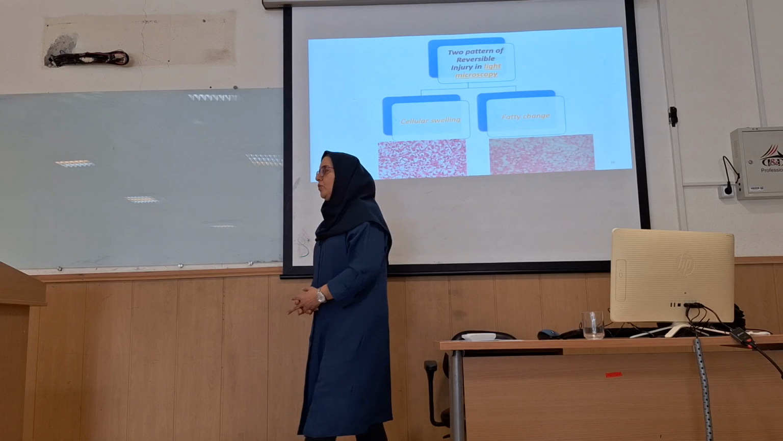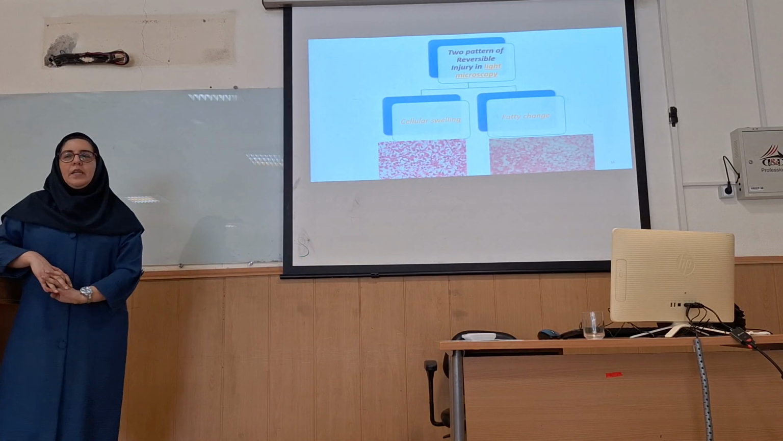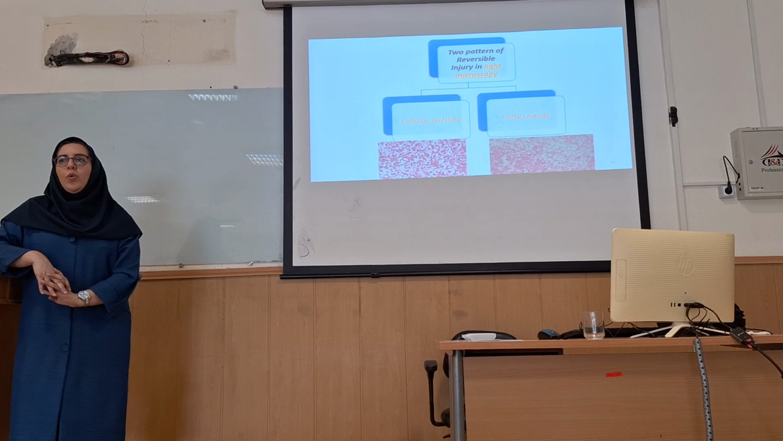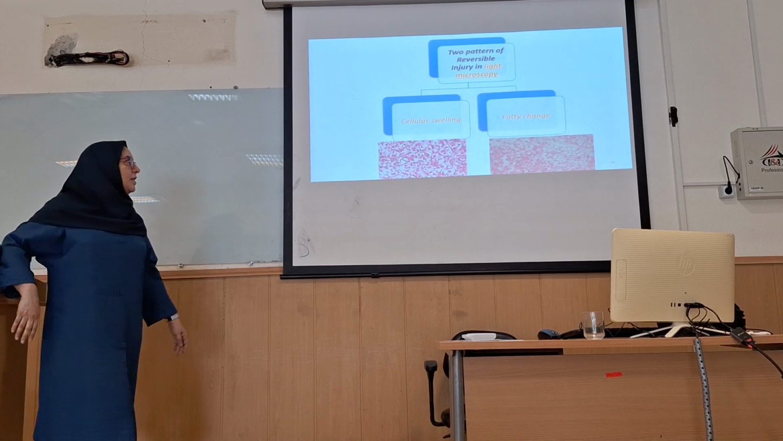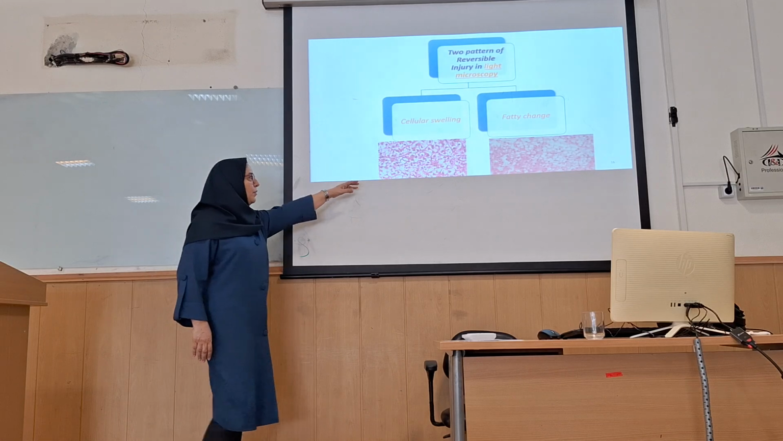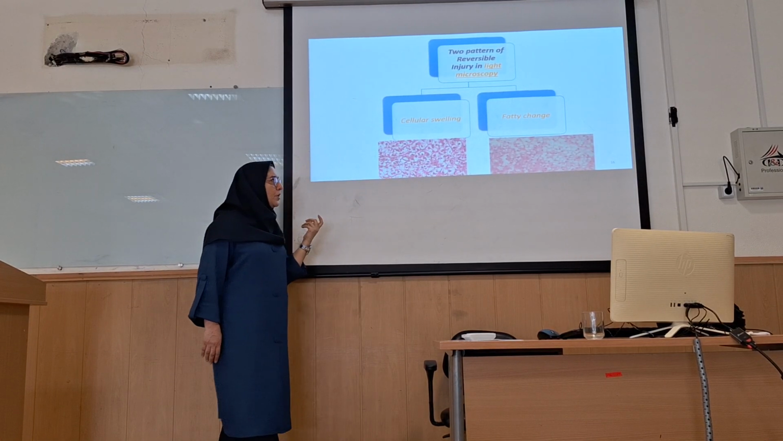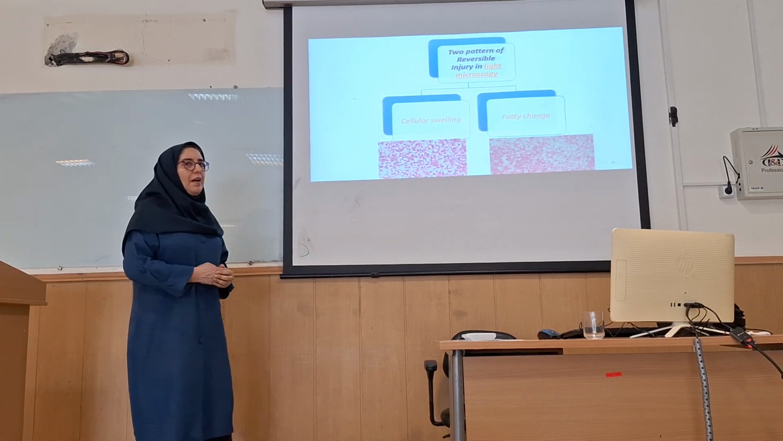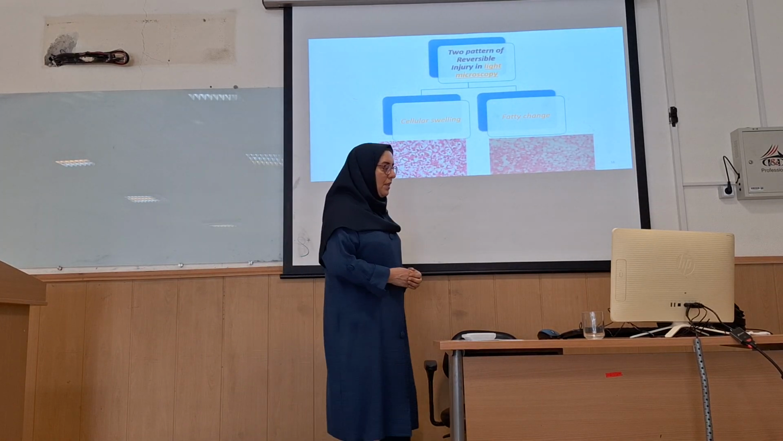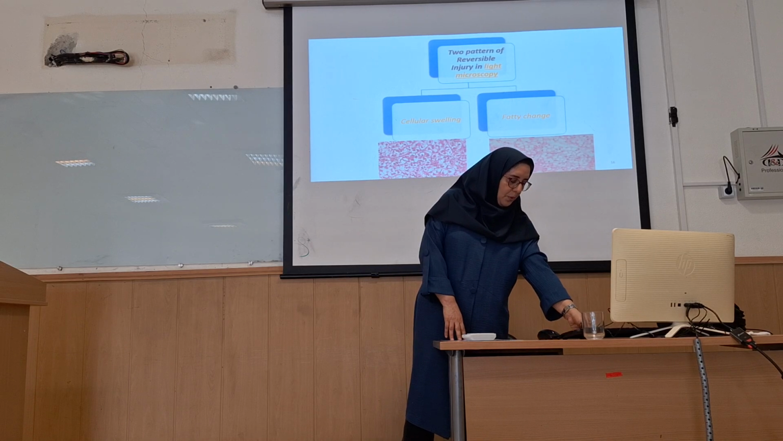We have two forms of reversible injury in the cell: hydropic changes, or cellular swelling, and fatty changes. In cellular swelling, we have accumulation of water. The cell becomes swollen due to accumulation of water and sodium. And in fatty changes, we have accumulation of cytoplasmic fat in the cell. We will discuss this later.